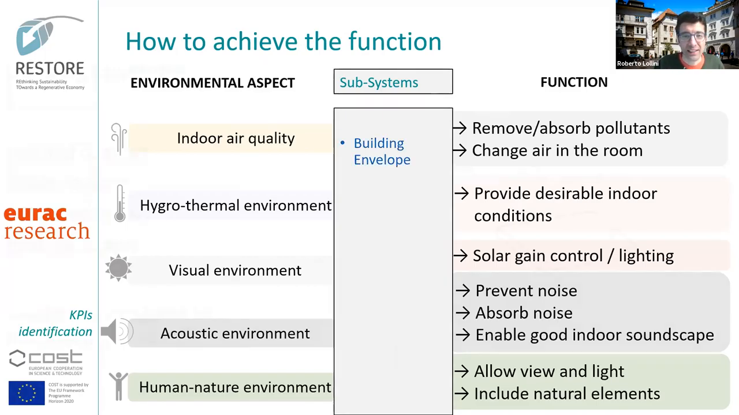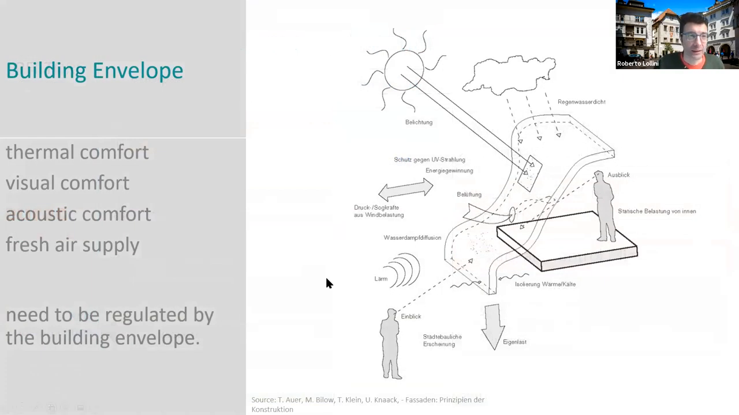For example, the building envelope has different features and has to face different functions: thermal comfort, visual comfort, acoustic comfort, fresh air supply. So all these aspects are regulated by the envelope.